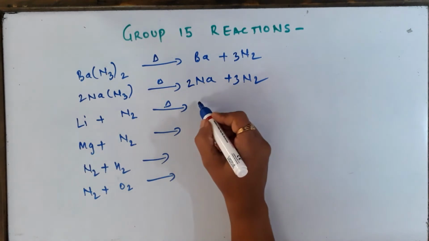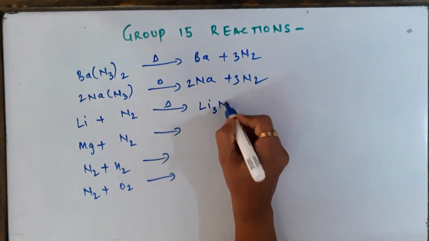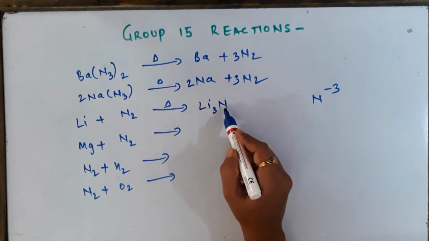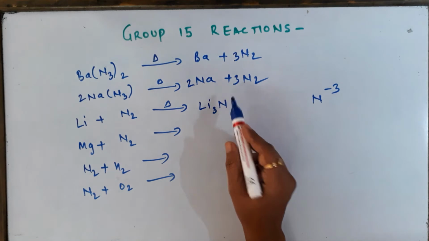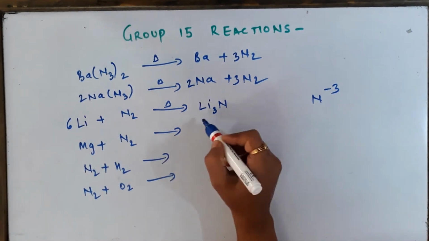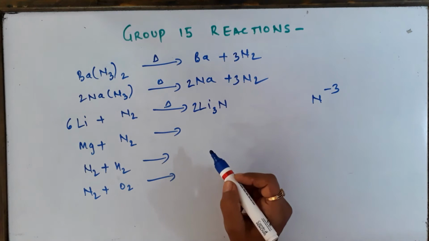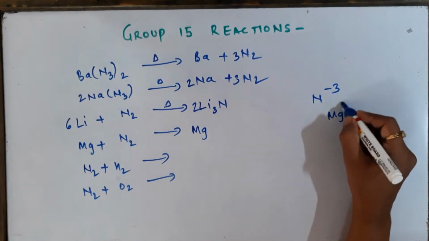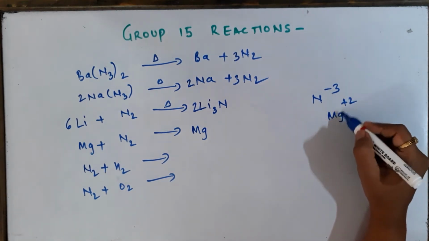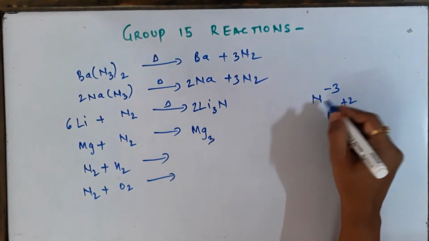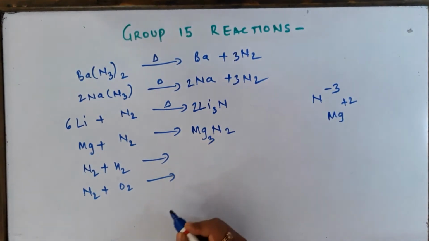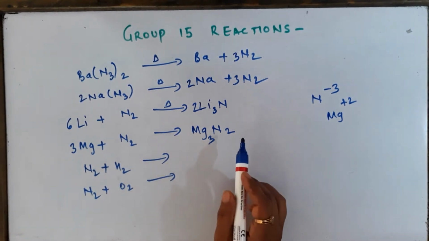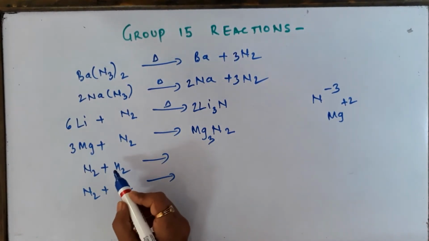So balancing has to be done by trial and error method. Now here, lithium plus nitrogen will give you lithium nitride. Nitride means N minus 3. Li is plus 1. So 3 into plus 1 is plus 3 and this is minus 3. Balance it out. 6 times lithium you will take, and 2 times this will be there. Magnesium plus nitrogen will give you magnesium nitride. Mg is plus 2. Nitride is minus 3. So cross multiply. Mg will be 3 and N will be 2. Alright. 3 times you can take it and 2 times nitrogen is already there. So it's balanced.